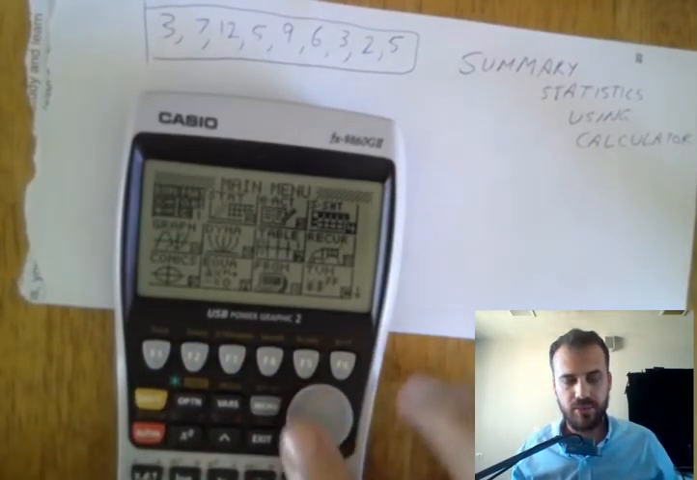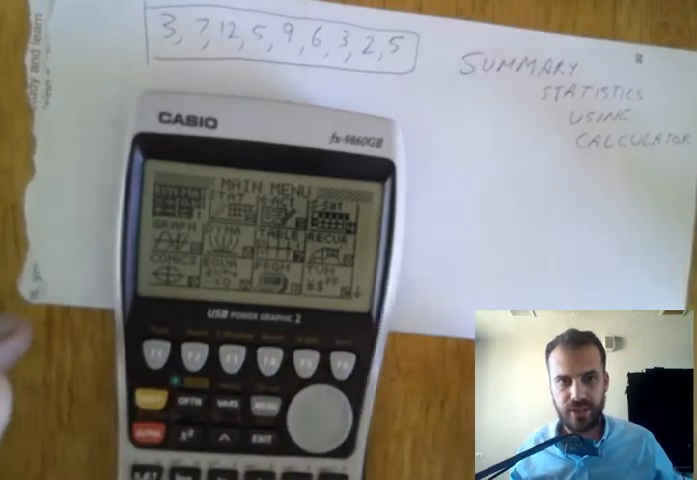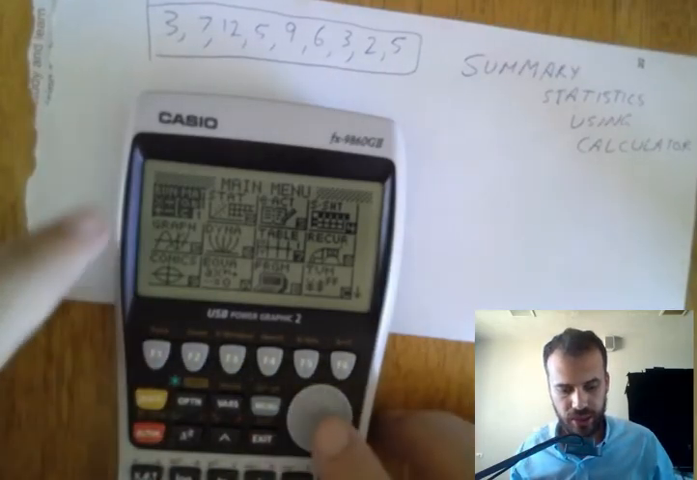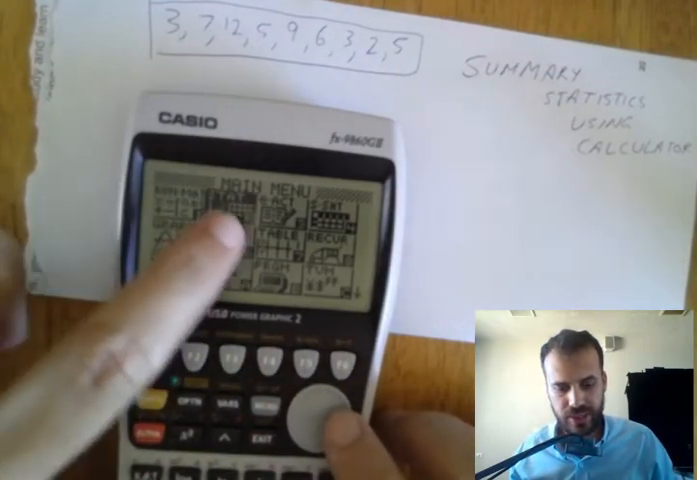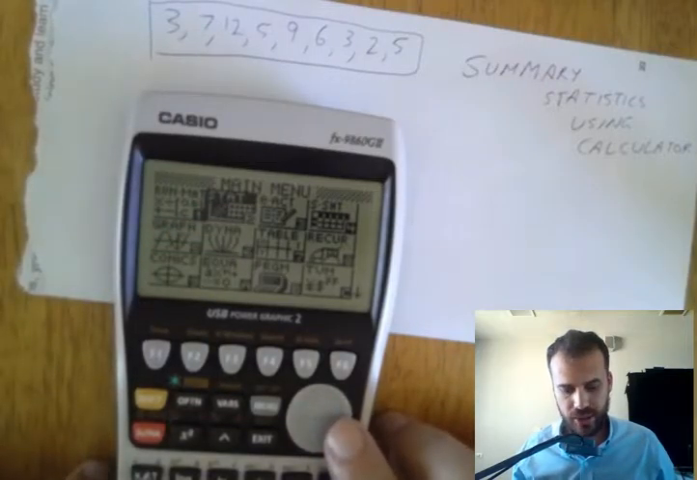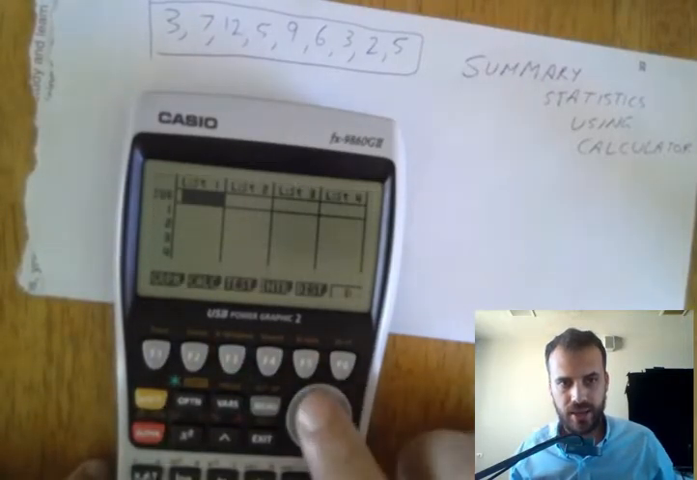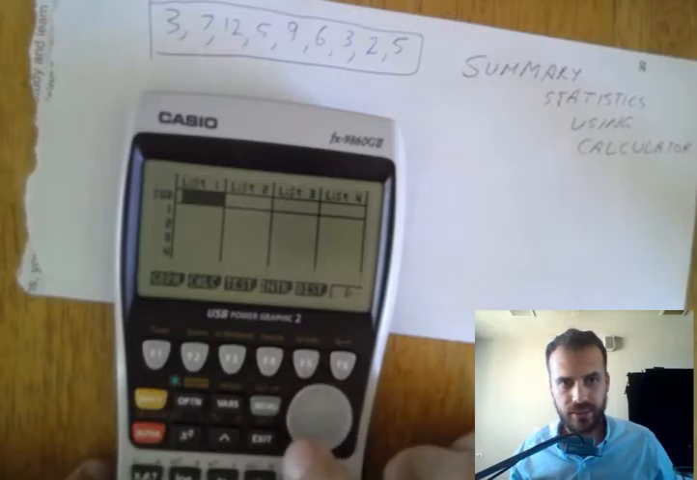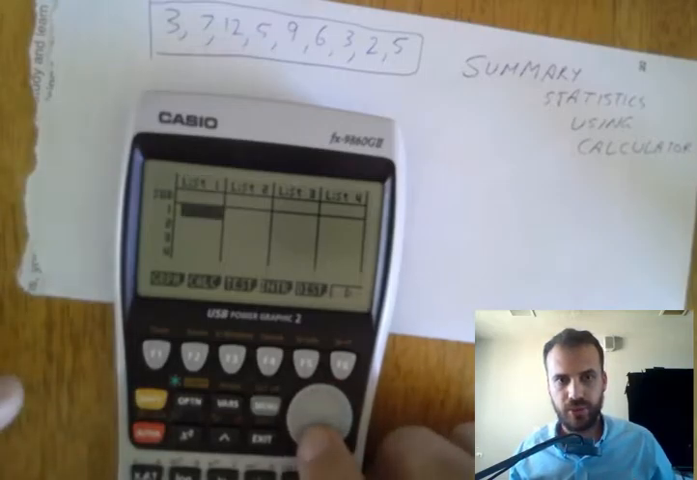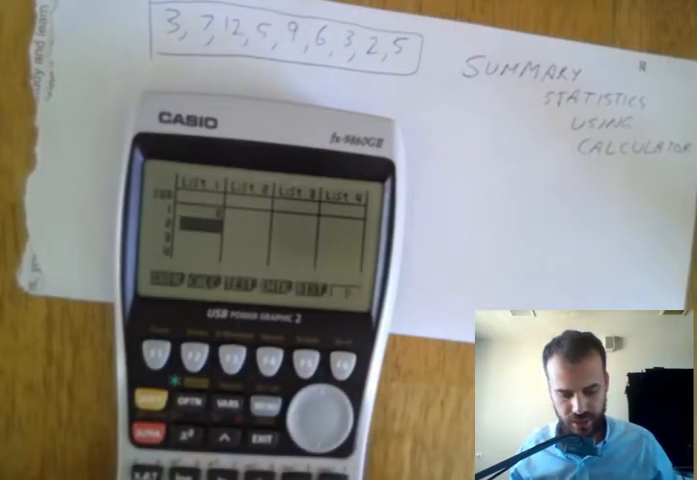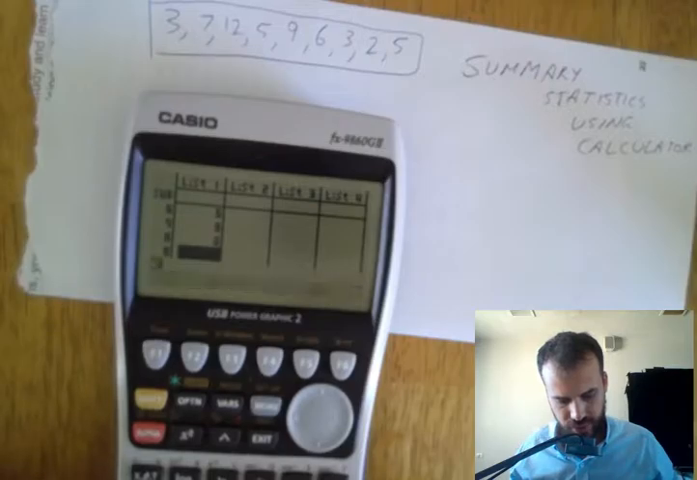So just go into your menu. Now yours is probably fancier than this, but the same things apply. You're going to go into statistics mode, STAT mode, and then down to list 1 here. We're just going to type in all of the numbers. So 3, 7, 12, 5, 9, 6, 3, 2, 5.